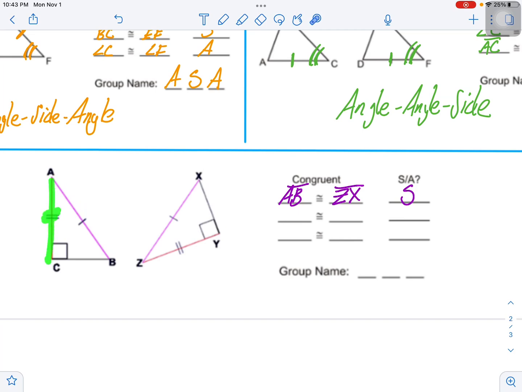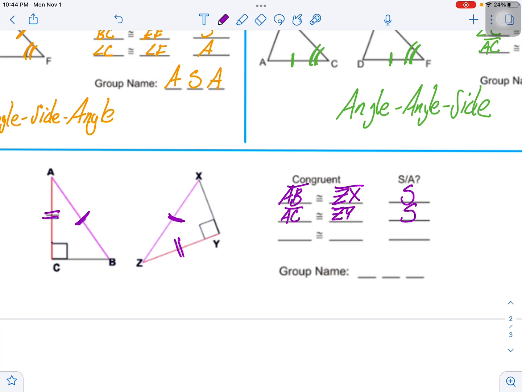Next we have side AC, so we identified this one, right? Next we have side AC and side ZY, so we say AC is congruent to ZY, and that's an S as well.